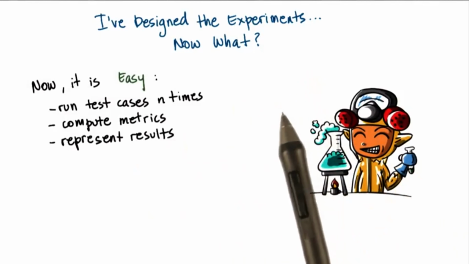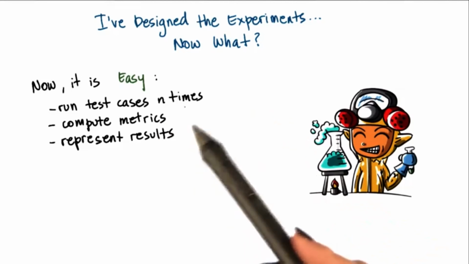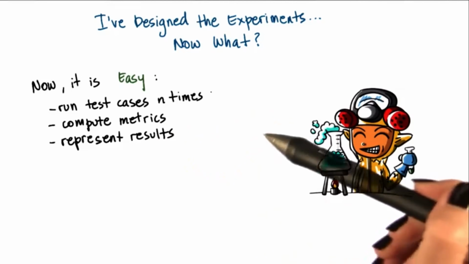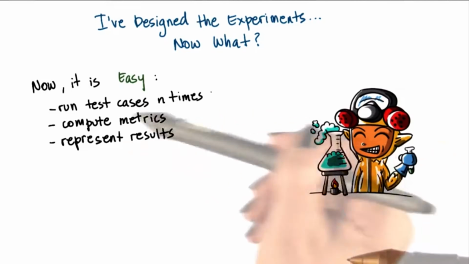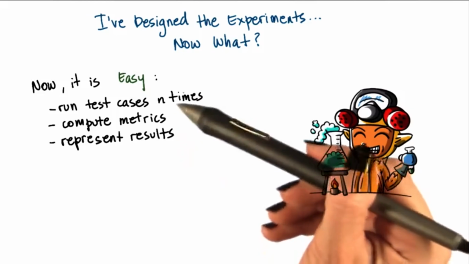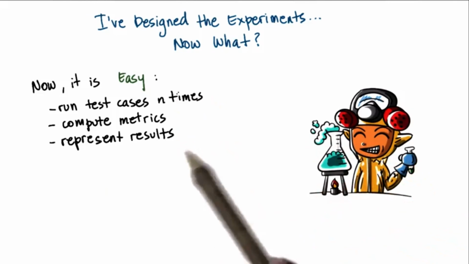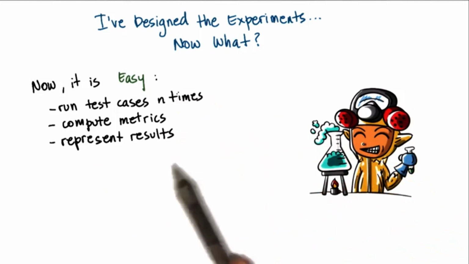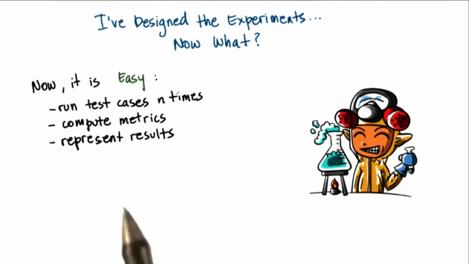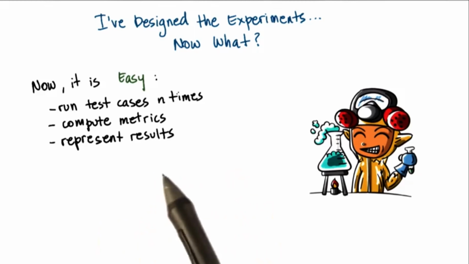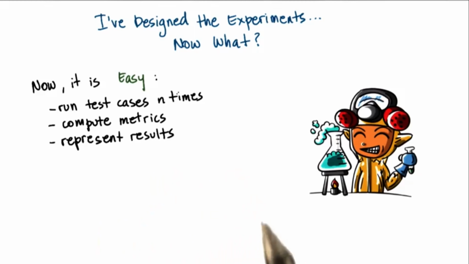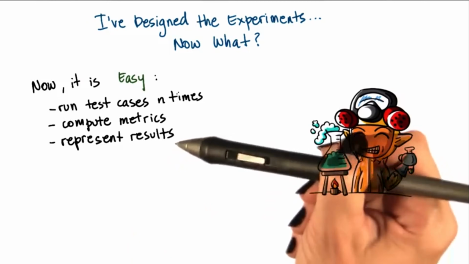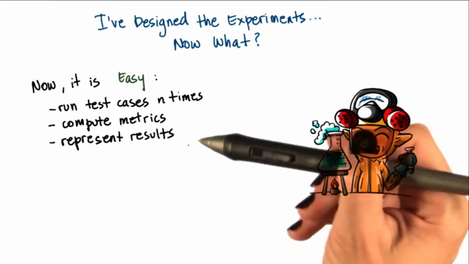Now that you have the experiments, you need to run the test cases a number of times using the different ranges of the experimental factors, compute the metrics, the averages over those n times, and then represent the results. When it comes to representing the results, I'm not going to go into further discussion in terms of best practices on how to do that, but just keep in mind that the visual representation can really help strengthen your arguments, and there are a lot of papers that will be discussed during this course that use different techniques on how to represent results, so you can draw some ideas from there.